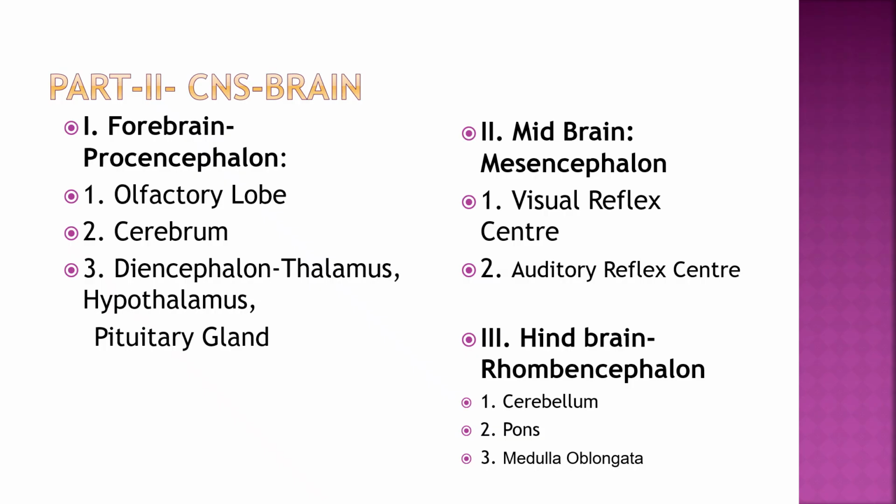So forebrain is also called as prosencephalon. It has olfactory lobe, cerebrum, diencephalon, which consists of thalamus, hypothalamus and pituitary gland. The midbrain, also called as mesencephalon, consists of visual reflex center and auditory reflex center. Hindbrain, also called as rhombencephalon, consists of cerebellum, pons and medulla oblongata.